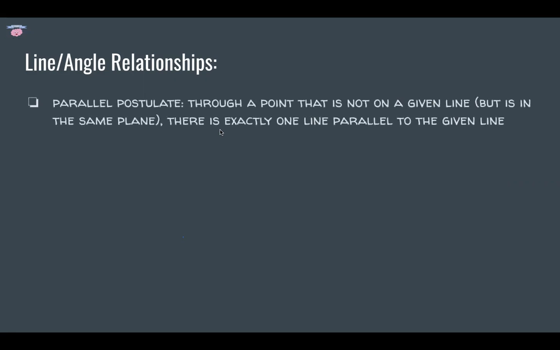Our first one is a review of something we already talked about, the parallel postulate. In our first lesson, we talked about this as one of Euclid's postulates. Through any point that is not on a given line, so to visualize this, if this is the given line, through any point, so there's a point that's not on the given line, but is in the same plane. So keyword, it's in the same plane. There's exactly one line parallel to the given line.